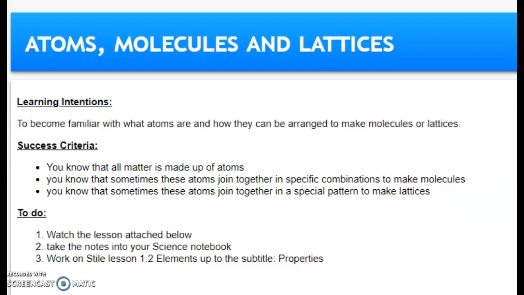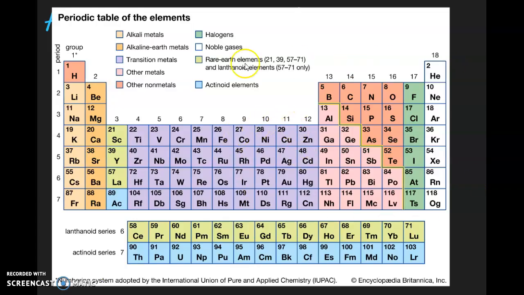Let's do that now. You may or may not have seen this before. This is the periodic table of elements, and I want to draw your attention to these over here. If you look at the key in the middle, they're the noble gases. The reason they're called the noble gases is because they don't like to mix. They like to keep to themselves. So they literally float around as single atoms.